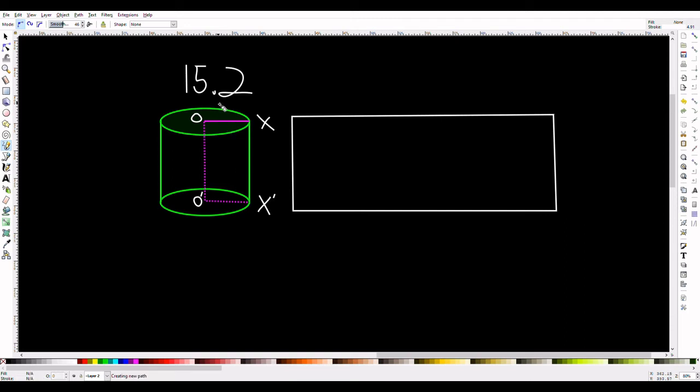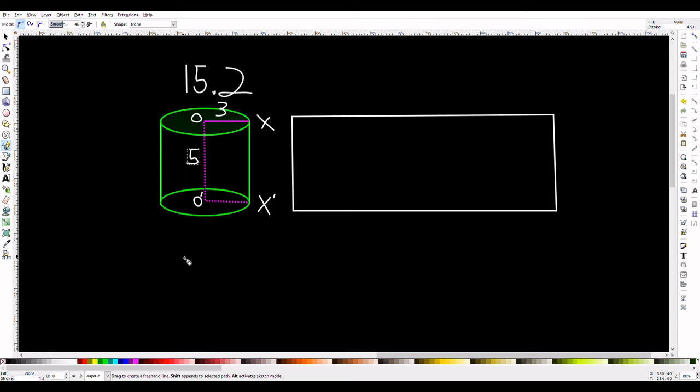O to X is the radius, and it's 3. And O to O prime is 5. Find the volume of the cylinder. We have not been told how to find the volume of a cylinder yet, but we can still use our rule from the volume of a prism: the area of the base times the height.